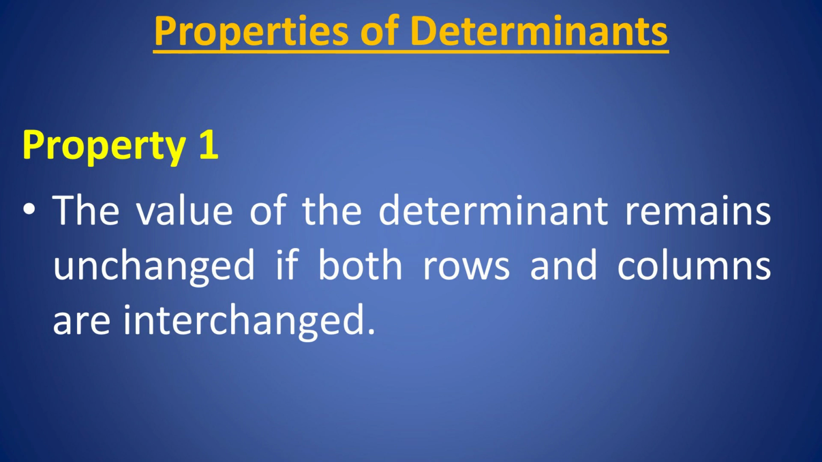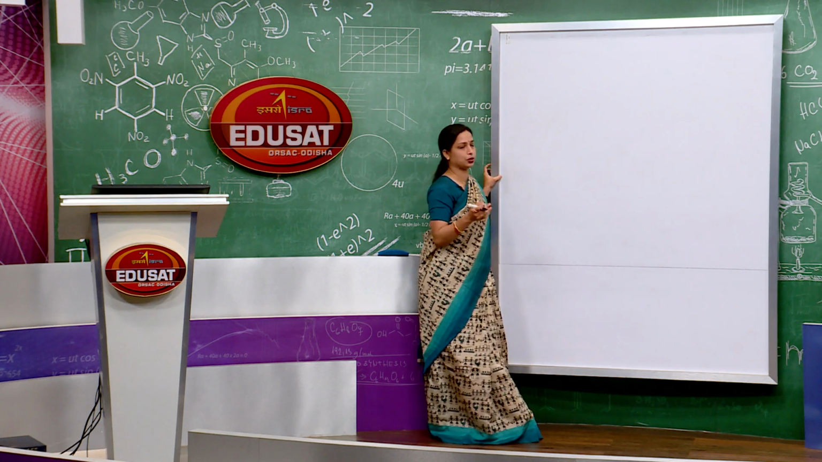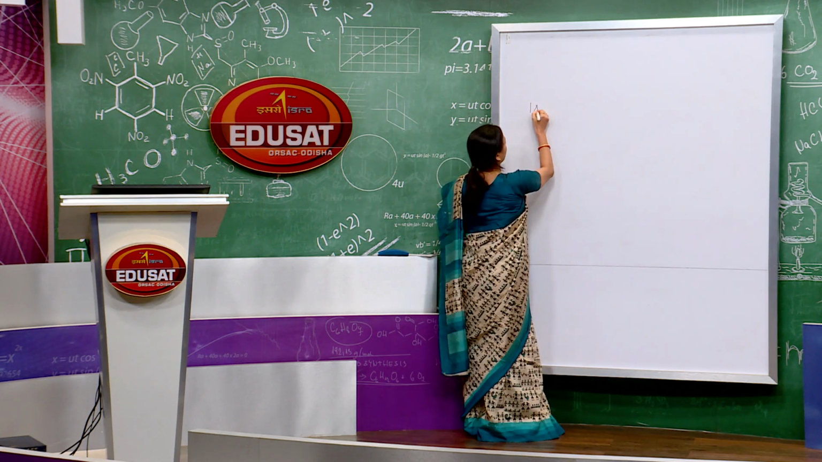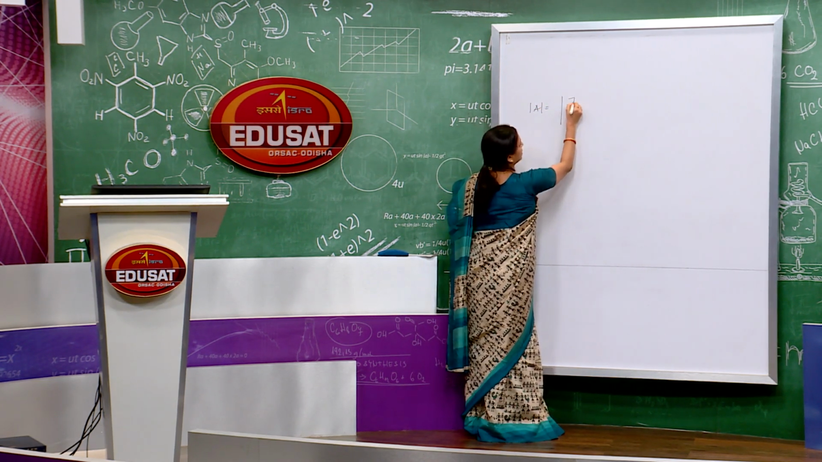So, let us take a look at the slide. The first property is that the value of the determinant remains unchanged if both rows and columns are interchanged. Now let me explain this better. I will take an example of order 2. Let us say this is the determinant.